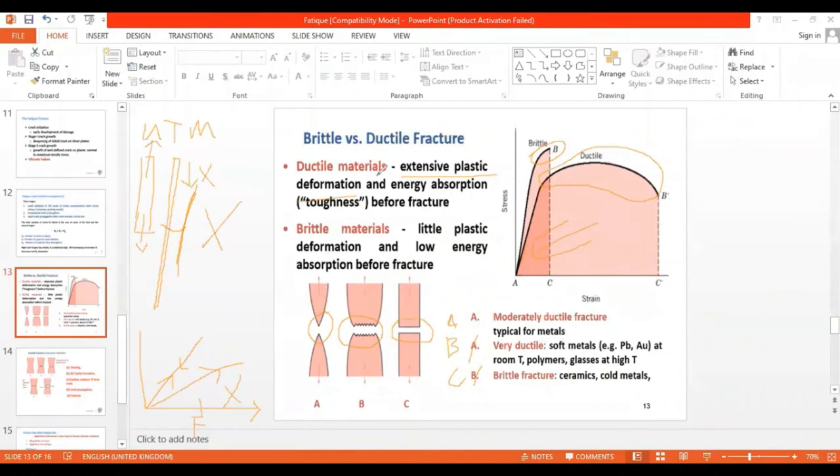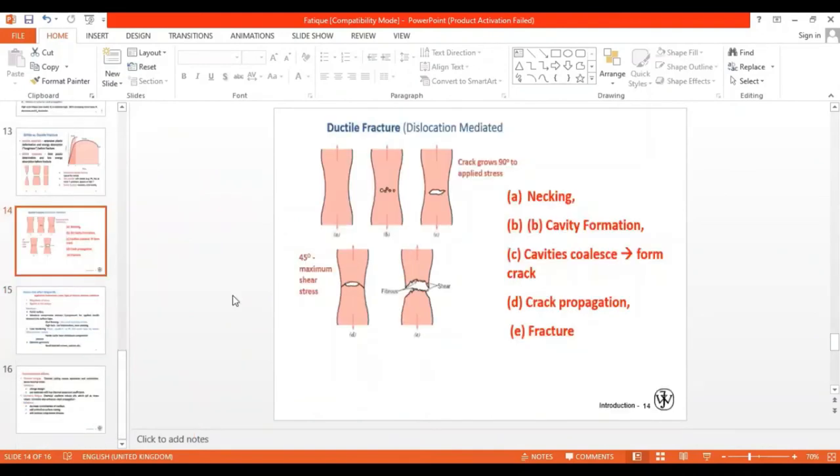So this is brittle versus ductile fracture. That's the difference between brittle and ductile fracture. Then we have ductile fracture. How is this actually occurring, how is the phase actually occurring? It is dislocation mediated. We have seen certain stages like crack initiation, crack propagation and all, right?